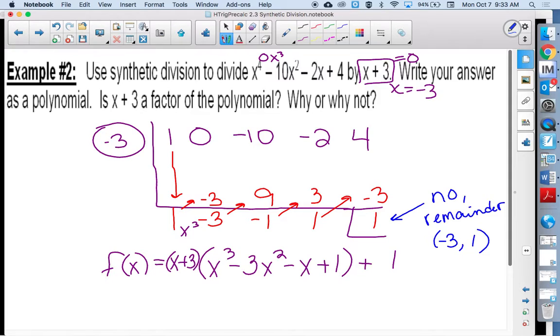Or you can make a T-chart too. I mean, this is way better than a T-chart. Yeah, why would you want a T-chart or a calculator? Yeah. Questions?